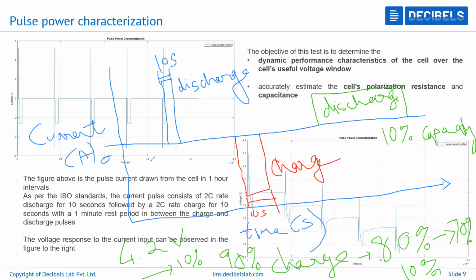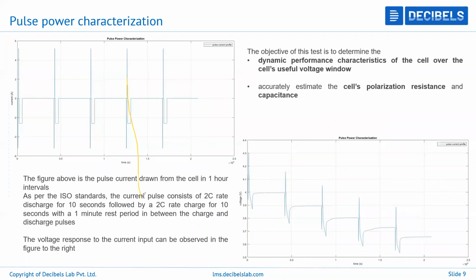This is what is called pulse power characterization. And to this pulse input, the voltage response will look like this. So this is the 0 line, and your pulse to discharge will look like this. This is what your voltage response will look like, and the same thing you'll see even for the charge. So this is how your discharge and charge pulse voltage response will look.